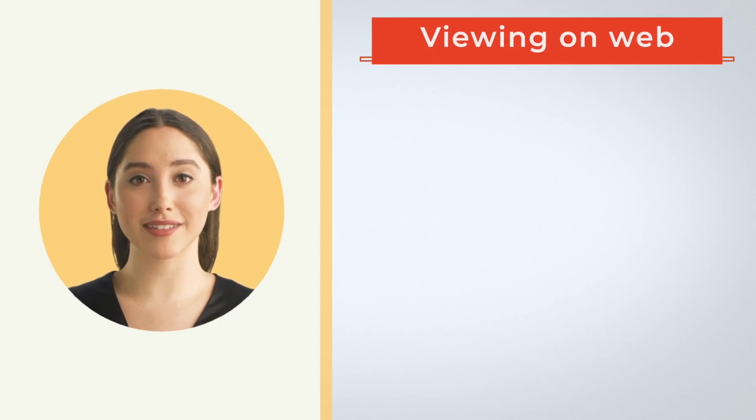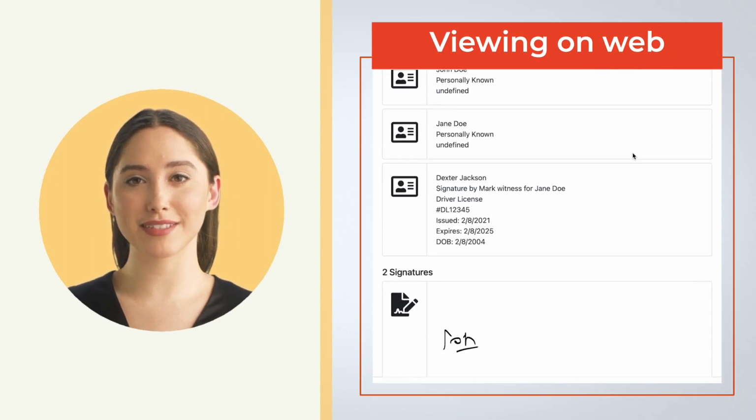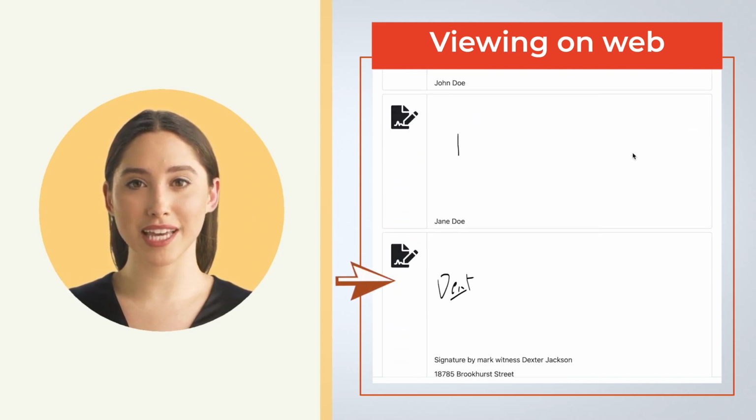Now let's take a look at how the entry looks when viewing it on the web app. You will find the identification information of the witness in the ID section. The witness's signature and address information will be located in the signature section.